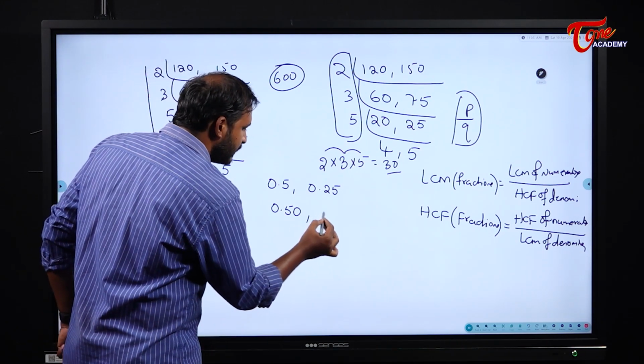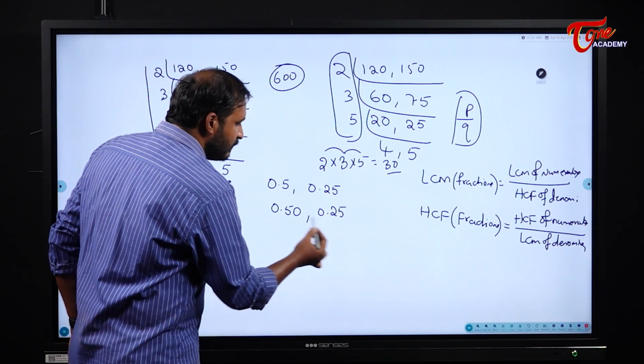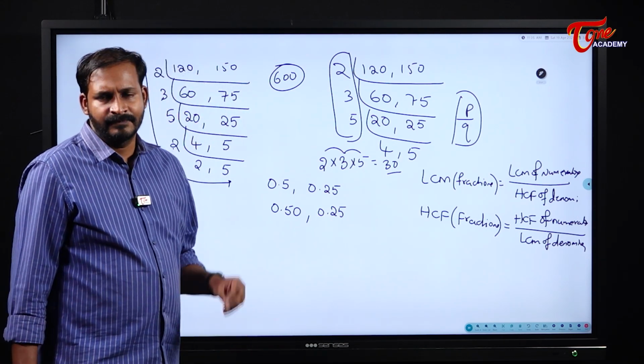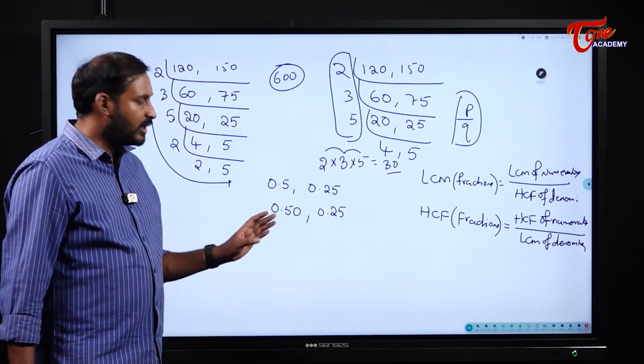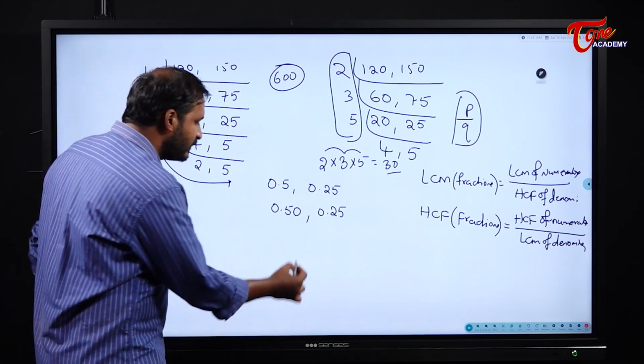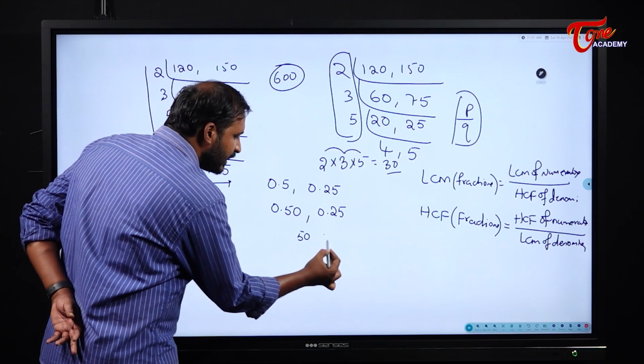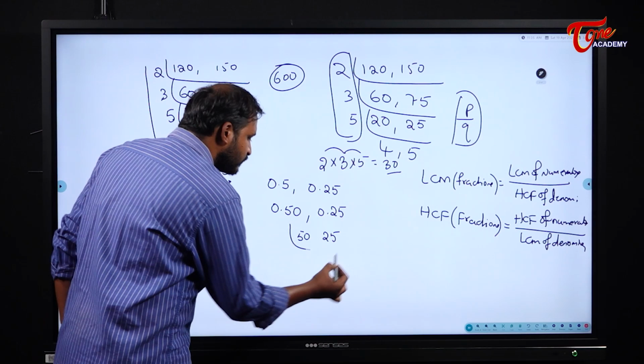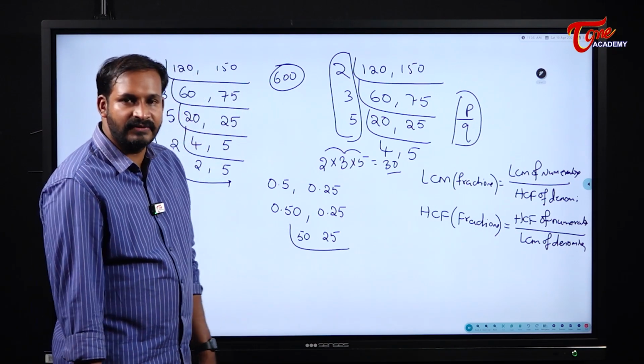Similarly, this is 0.25. What I made initially means I equalized the decimal points. Whatever the case, you can do this. Now ignore the decimal points, so that these two numbers become 50 and 25. Now find the LCM between these two numbers.